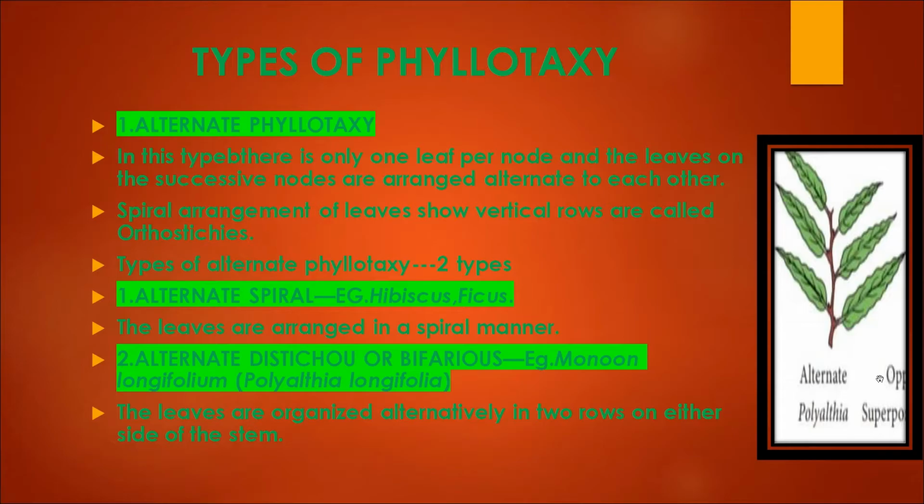There are 2 types of alternate phyllotaxy, namely alternate spiral, example hibiscus, ficus. Here the leaves are arranged in a spiral manner around the cylindrical stem. Alternate distichous, or bifarious, example Polyalthia. Here you can see the leaves are arranged alternately in 2 rows on either side of the stem, and this is alternate distichous.